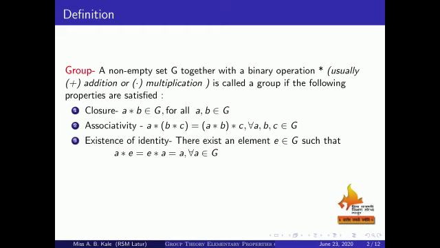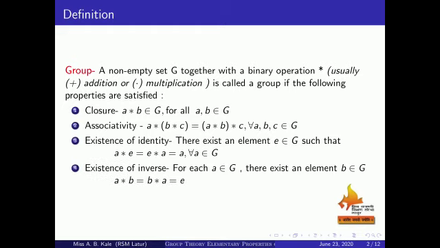Existence of identity. There exists an element E in G such that A star E is equal to E star A is equal to A for each A in G, meaning any element multiplied with the identity element gives the element itself. Next, existence of inverse. For each element A in G, there exists an element B in G such that A star B is equal to B star A is equal to identity.